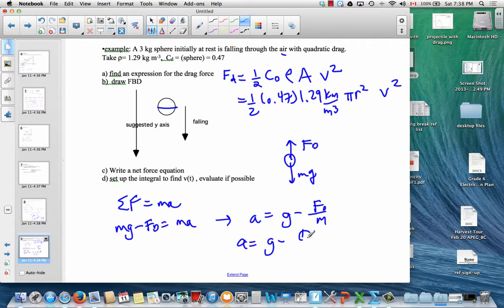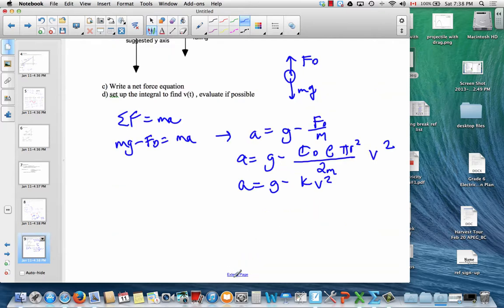So that's going to be C_d rho pi r squared all over 2m v squared. Or if you like, it's g minus some constant times v squared. So that's an expression for the acceleration.